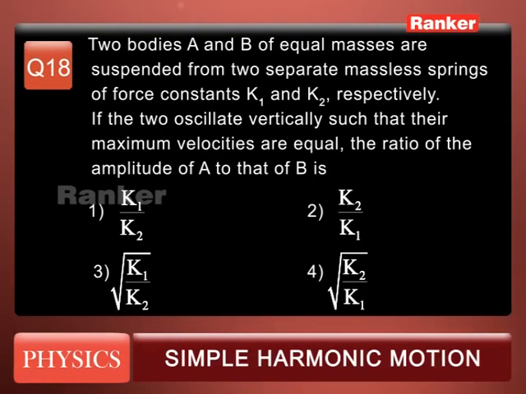Question number 18. The two bodies A and B of equal masses are suspended from two separate massless springs of force constants K1 and K2 respectively. If the two oscillate vertically such that their maximum velocities are equal, the ratio of the amplitude of A to that of B is: first option K1 by K2, second option K2 by K1, third option root over K1 by K2, the fourth option root over K2 by K1.